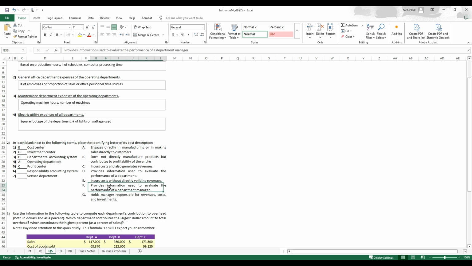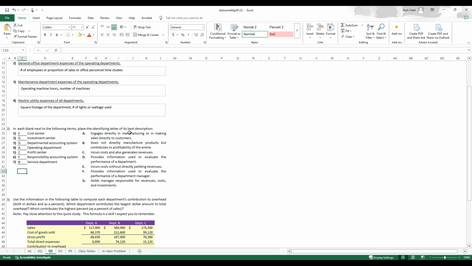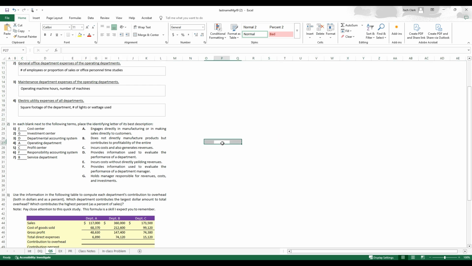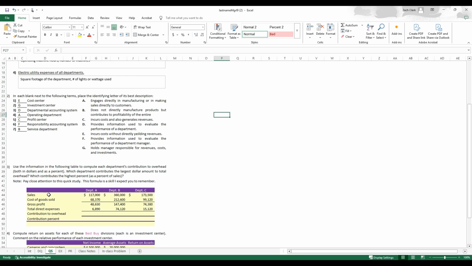The responsibility accounting system. Again, this is about holding departments accountable. Our responsibility accounting system provides information used to evaluate the performance of that individual department manager. And finally, our service department. We don't directly manufacture products, but we contribute to the overall profitability by assisting the operating departments with producing manufactured products or making sales directly to customers. Again, like HR or IT, accounting, etc.